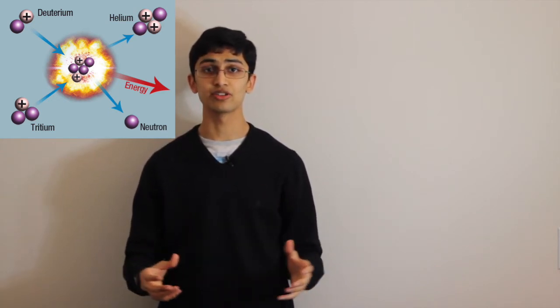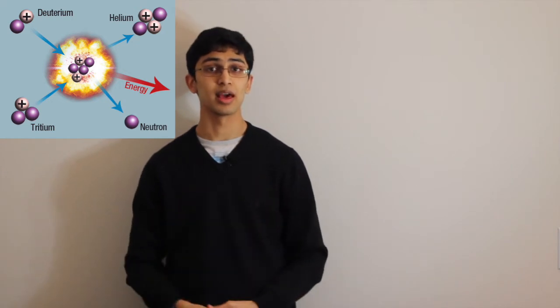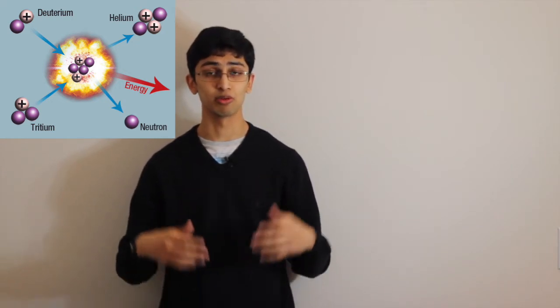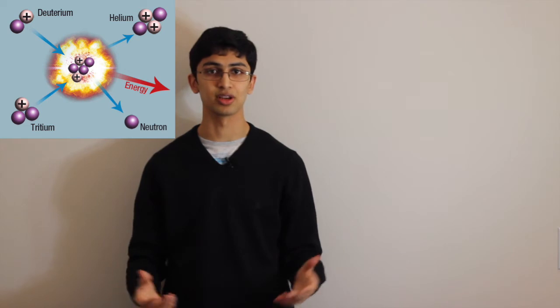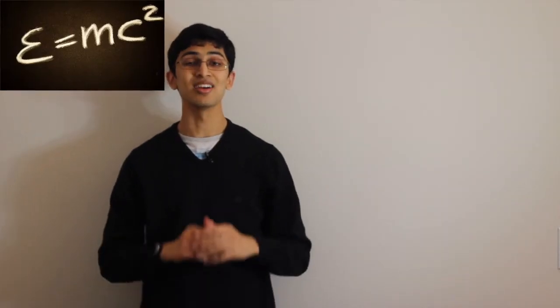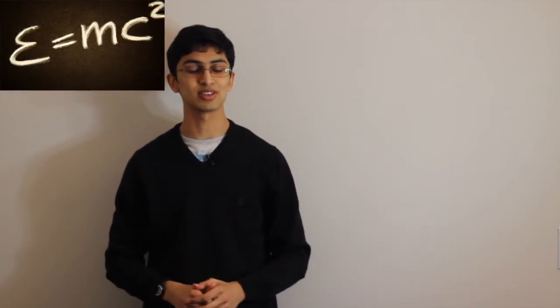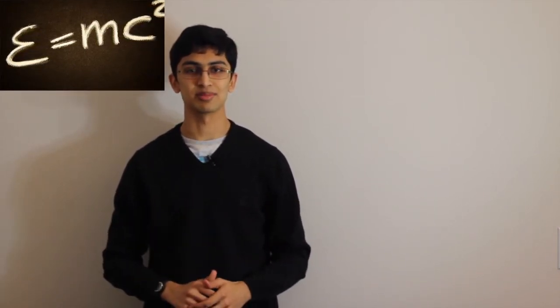2 atoms of hydrogen will collide with each other to form isotopes of helium, and those 2 isotopes of helium will further collide into each other to form other isotopes of helium. In the process, a huge amount of energy is released, governed by Einstein's famous equation E equals mc squared.